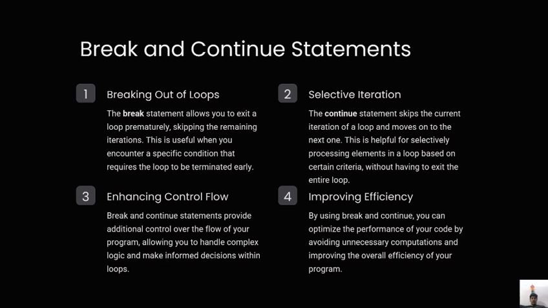Selective iterations. The continue statement skips the current iteration of a loop and moves on to the next one. This is helpful for selectively processing elements in a loop based on certain criteria without having to exit the entire loop. Enhancing control flow. Break and continue statements provide additional control over the flow of your program, allowing you to handle complex logic and make informed decisions within the loops.